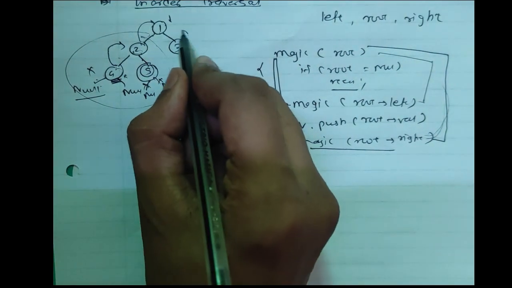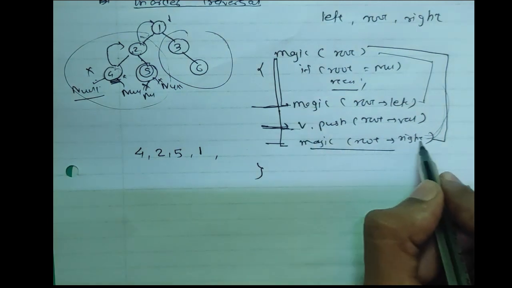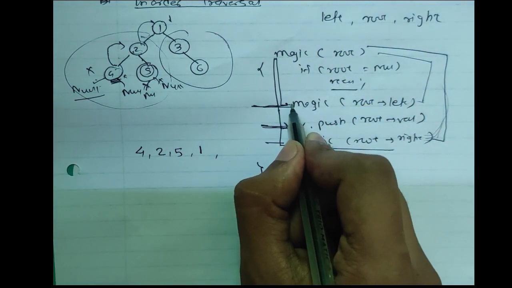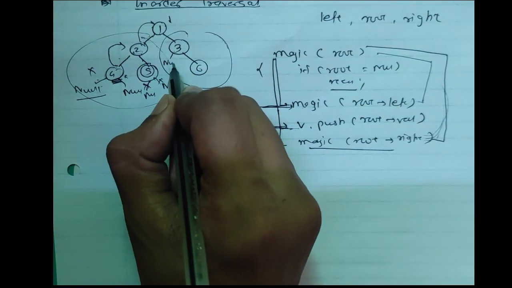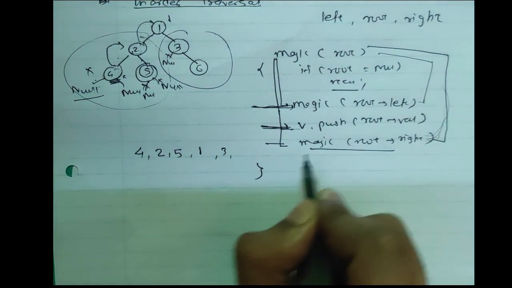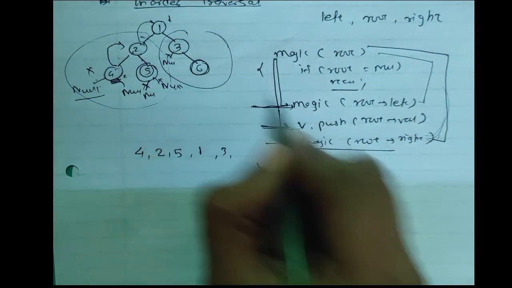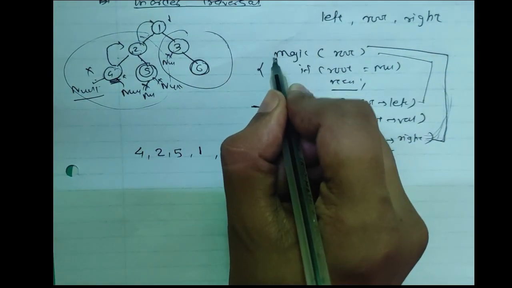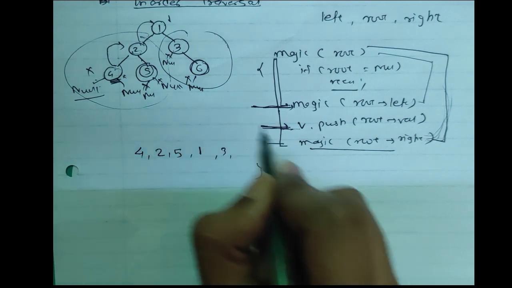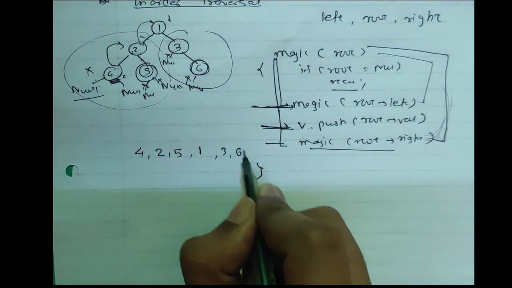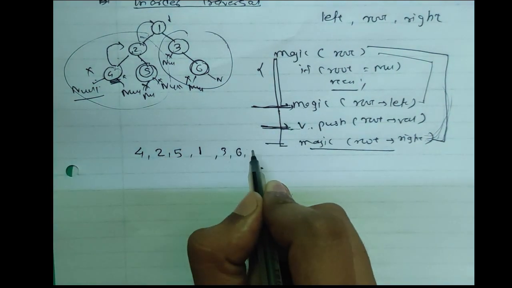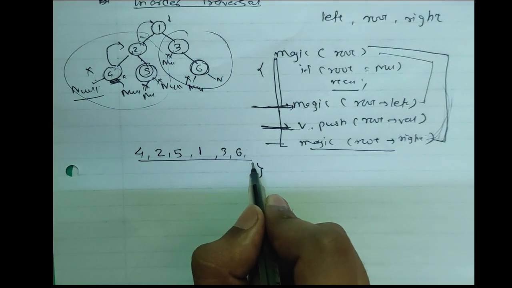Again root's right. As root's right is called, it will check it is not null, so it will go to left. And 3's left is null, it will return nothing, so this will be the next step. This will return 3 and this will go to its right. So right will call the magic function again, this will check its left, and it is null, so it will return nothing, so v dot push back 6. And again it will call the right, which is null, so it will return nothing. So this is our in order traversal.